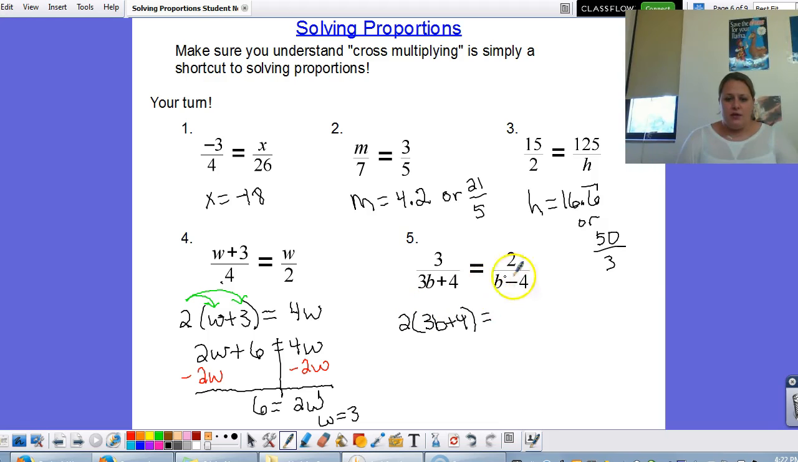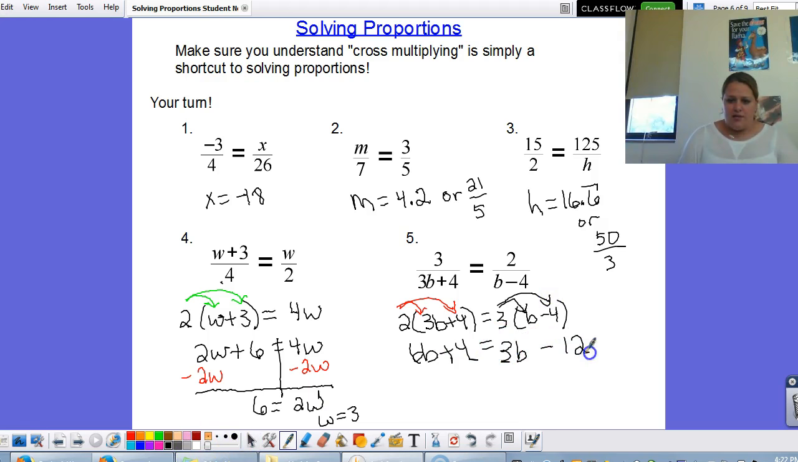Now I'm going to the other group, b minus 4. What's that getting multiplied by? Go across. It's getting multiplied by the 3. Again, I put the 3 in front to distribute. Okay. Here I go distributing the 2. That gives me 6b plus 4. Over here, forgive my pen, got a little sloppy. Distributing the 3, and that gives me 3b minus 12.